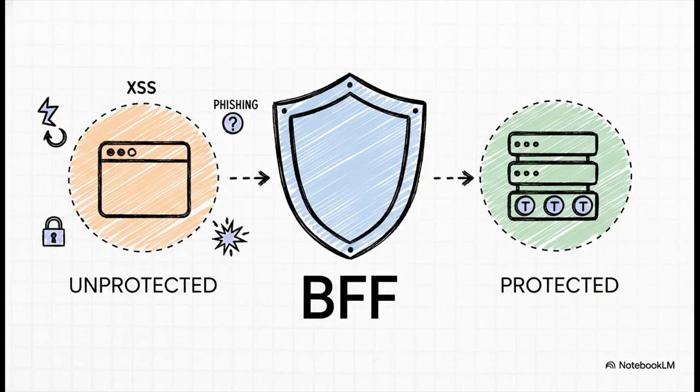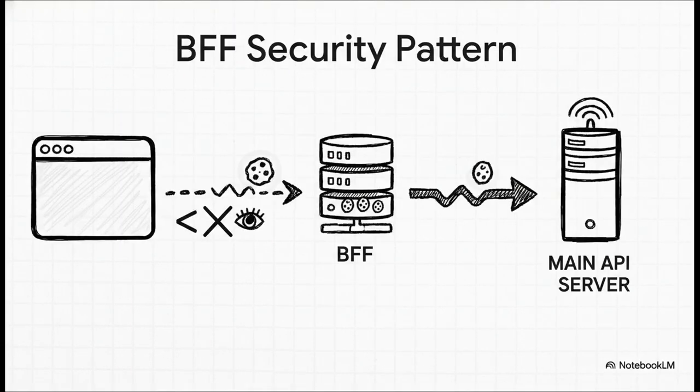And that brings us to the modern solution, what is really considered the gold standard today, the backend for front-end pattern, or BFF. The idea is so simple, but it's incredibly powerful. If tokens are insecure in the browser, then just don't put them in the browser. So here's how it works.